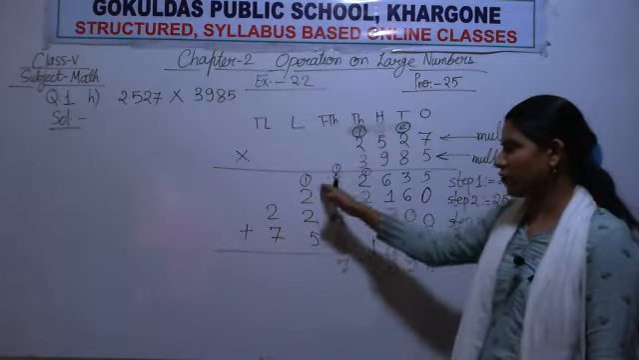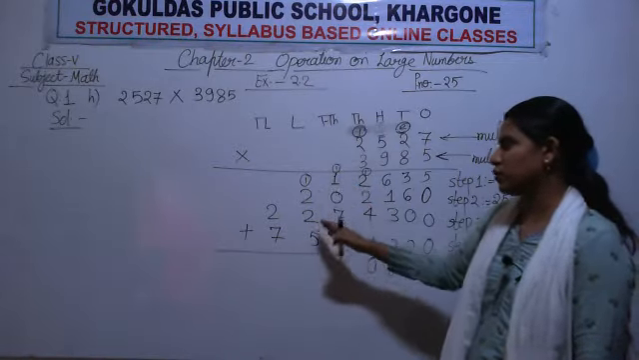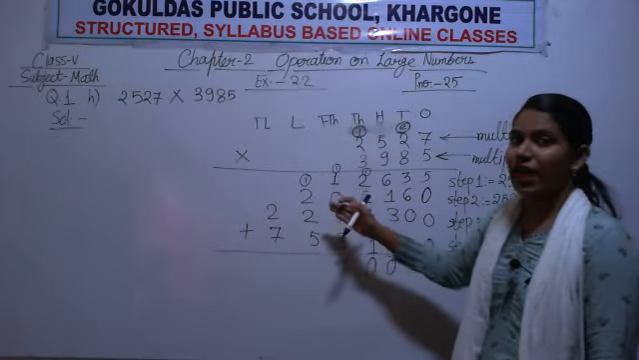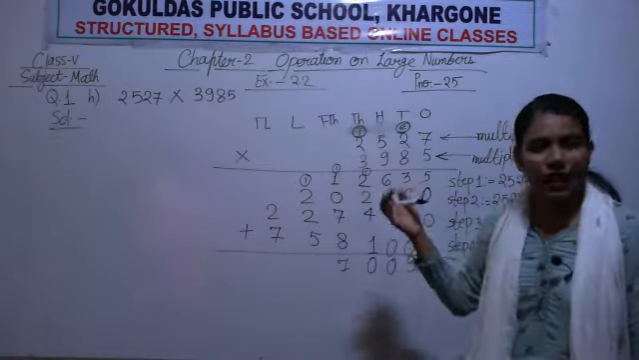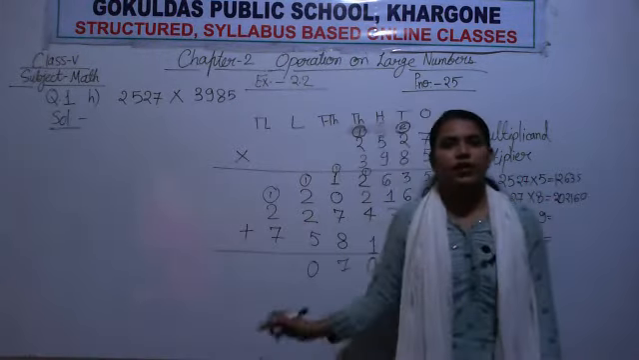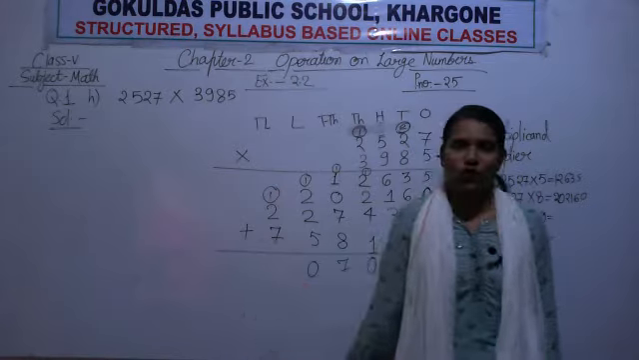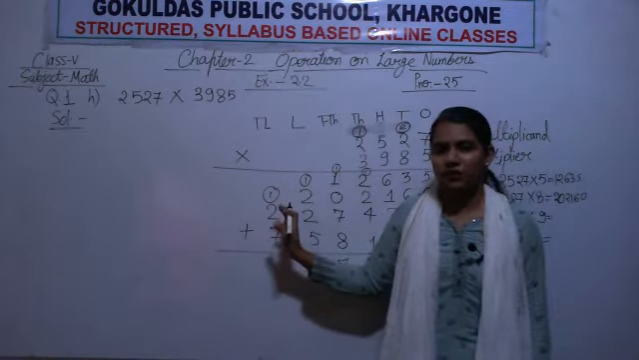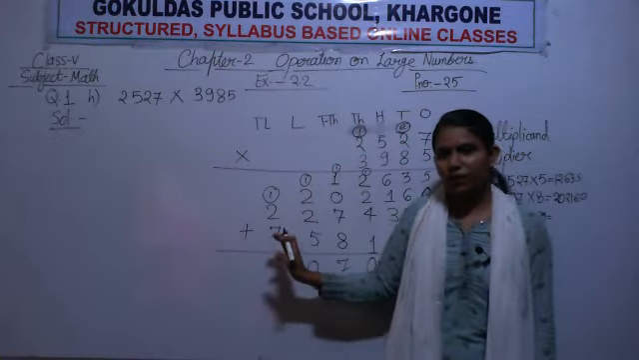Now add the digits of this column. 1 plus 2 plus 2 plus 5. 1 plus 2 is 3. 3 plus 2 is 5. And 5 plus 5 is 10. So 0 here. 1 regrouped with the next column. Now add the digits of the last column. 1 plus 2 plus 7. 1 plus 2 means 3. 3 plus 7 means 10.